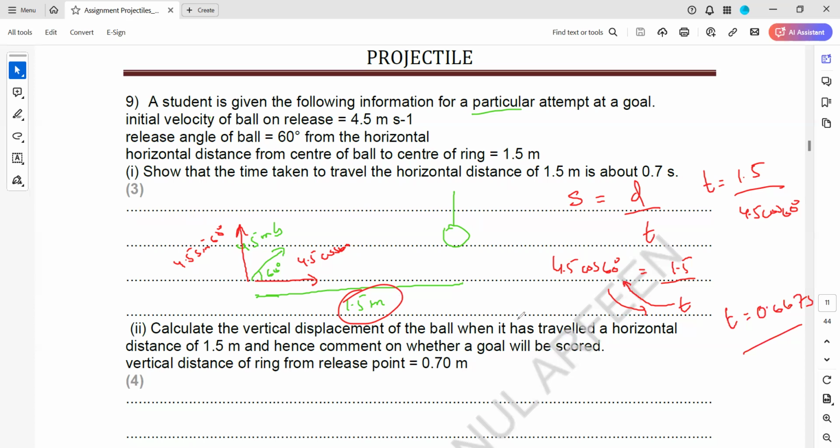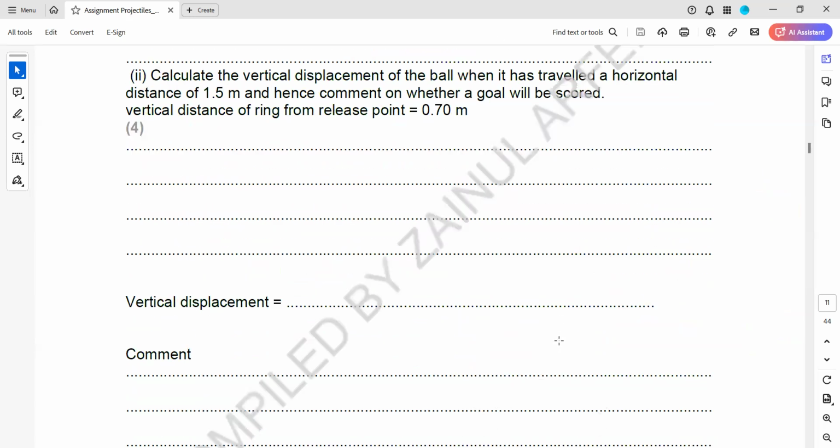Calculate the vertical displacement of the ball when it travels a horizontal distance of 1.5. Hence, comment whether the goal will be scored. The vertical distance of the ring from the point of release is 0.7 meter. So there's a ring which is 0.7 meter above the ground and at a distance of 1.5 meter. We hit the ball with a speed of 4.5 meter per second at an angle of 60. This will have two components, one horizontal, one vertical.